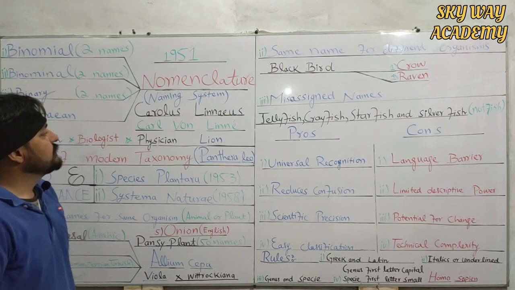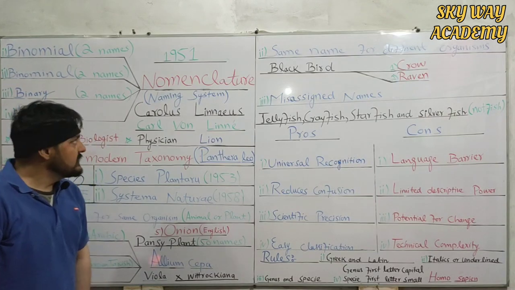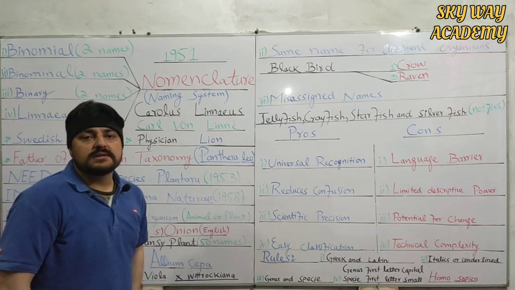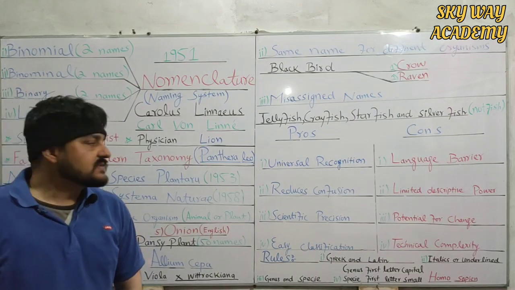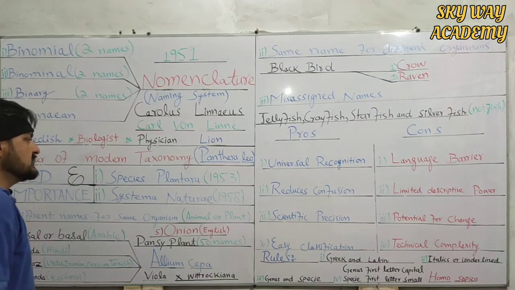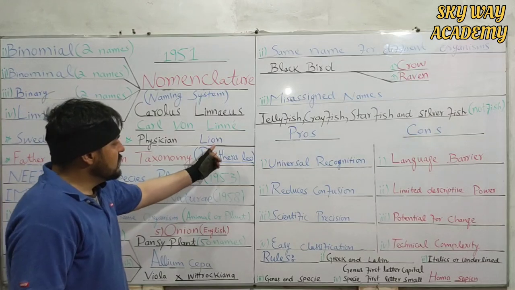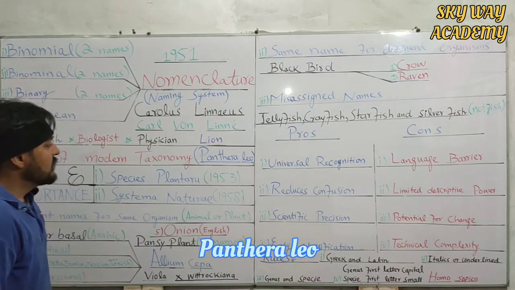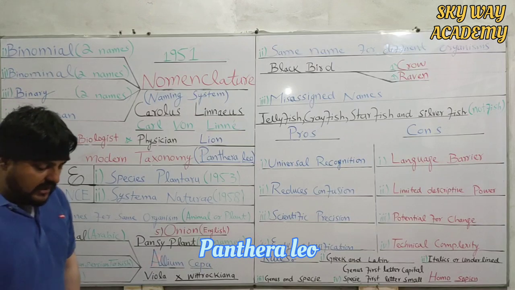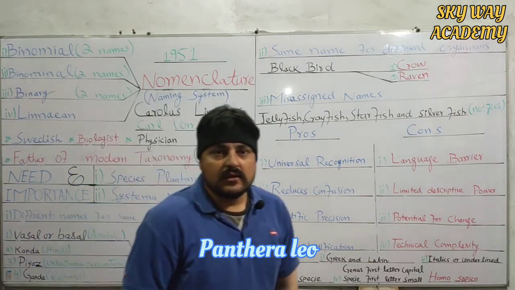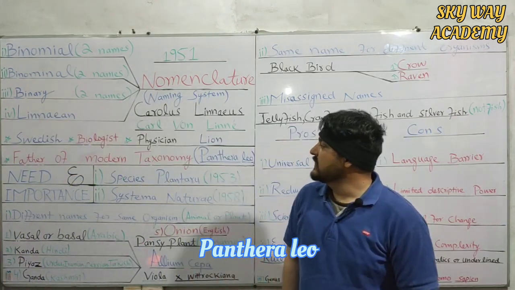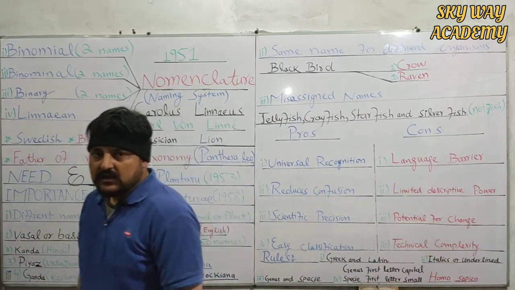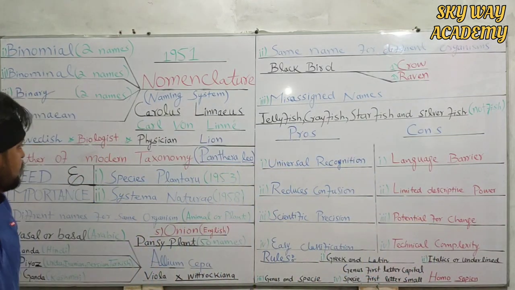To resolve this issue, Carolus Linnaeus invented this method. The first name should always be of the genus and the second name should always be of the species. So he gave the lion the name Panthera leo. Now the confusion has been cleared. All over the world, especially scientists, will call it Panthera leo.